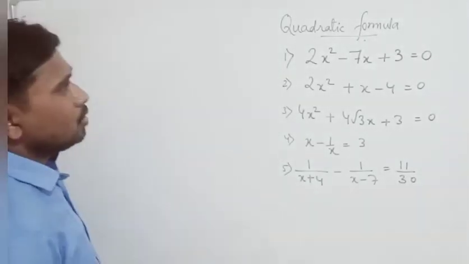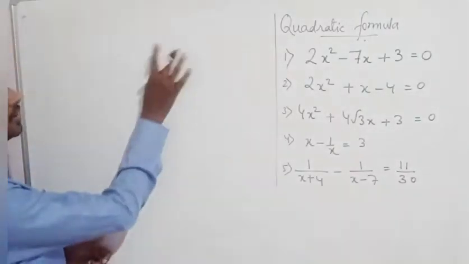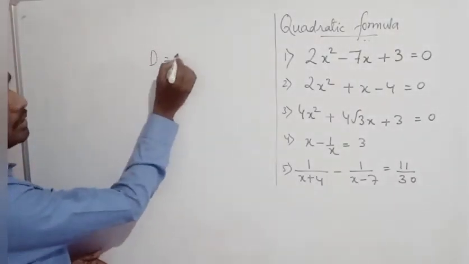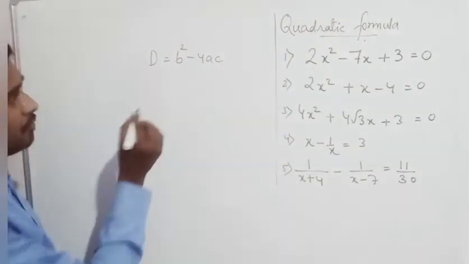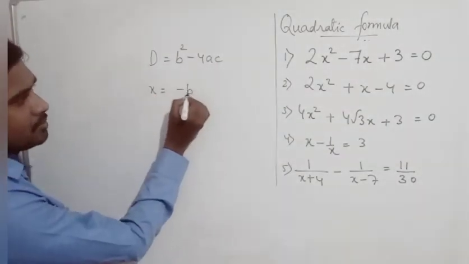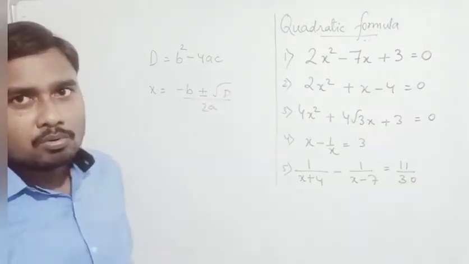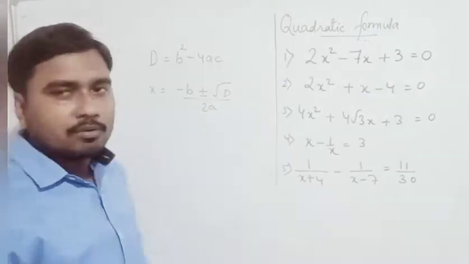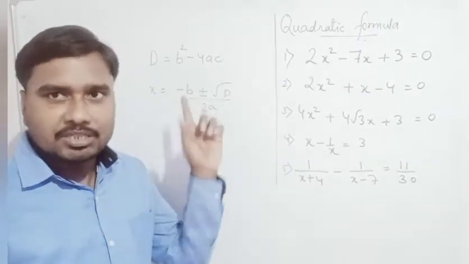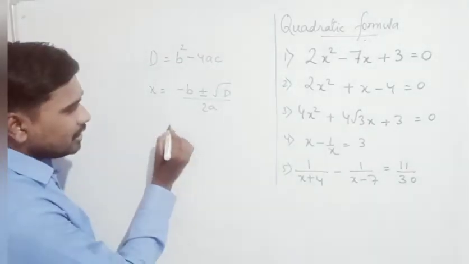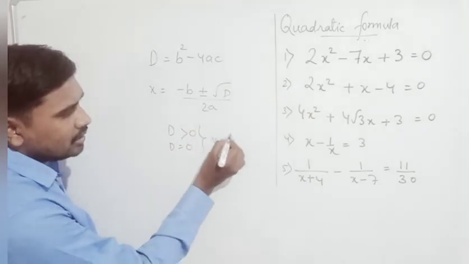Okay, now in the quadratic formula, what was the formula? See, what is the formula? First, we have to find the value of d, that is b square minus 4ac. And after finding d, we will find the value of x, that is minus b plus minus root d by 2a. And we will know the value of x, the roots. Okay. So what is d? D is the discriminant, and if d is greater than 0 or d is equal to 0, then only we are getting real roots.